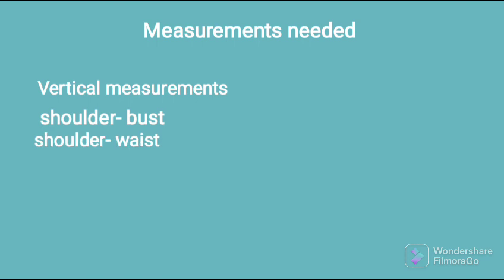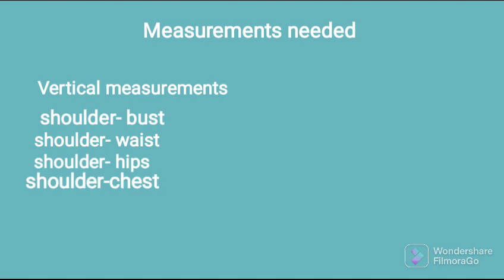The measurements needed in drafting the basic notch collar are your vertical measurements, such as your shoulder to bust. Here we're having our shoulder to bust as 10 inches. Your shoulder to waist is 17 inches here. Then the shoulder to hip is 24 or 25 inches, according to our own measurement. The chest line is 8 inches. Then your shoulder to the hemline is 30 inches.